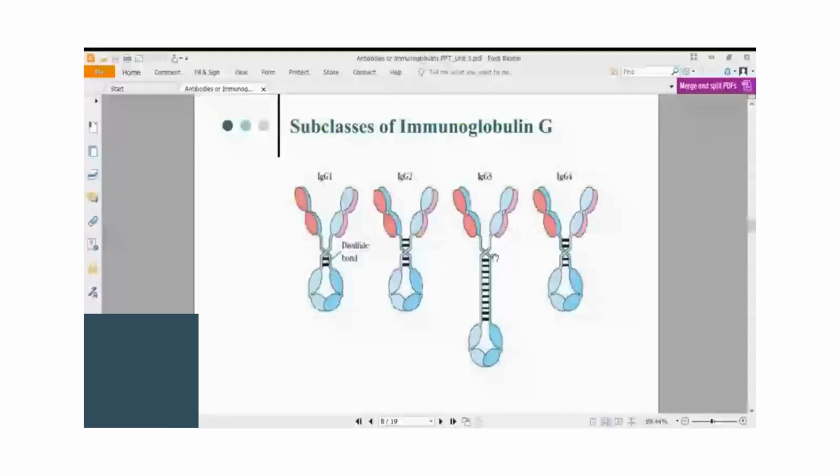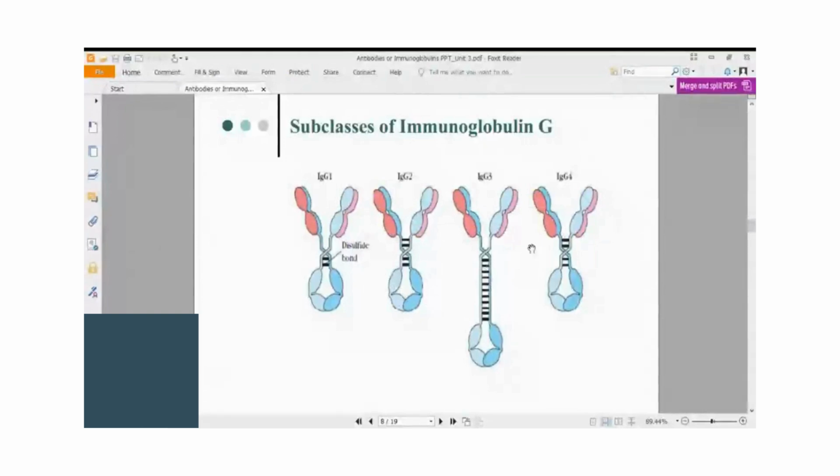But the positioning of these disulfide bonds, even though in this diagram is looking alike between G2 and G4, it is not the same. Whereas in G3, you can make out that longest hinge region is there with 11 disulfide bonds. So that itself proves that these antibodies differ from one another, even though they belong to the same class by few amino acid residues in the constant region. Plus other constant region domains, that is CH2, that is C gamma 2 and C gamma 3 domain, also have difference in amino acid sequence.